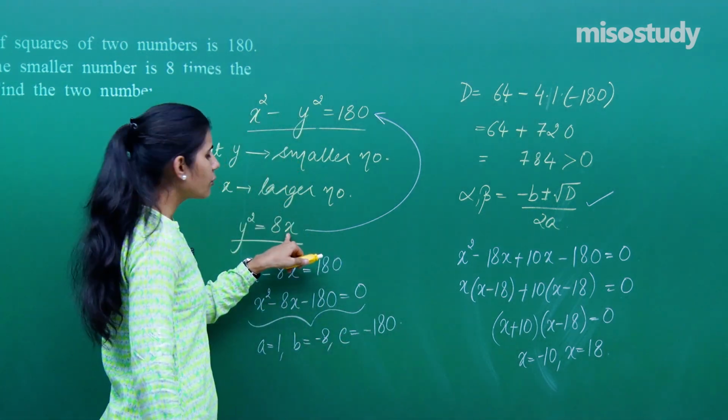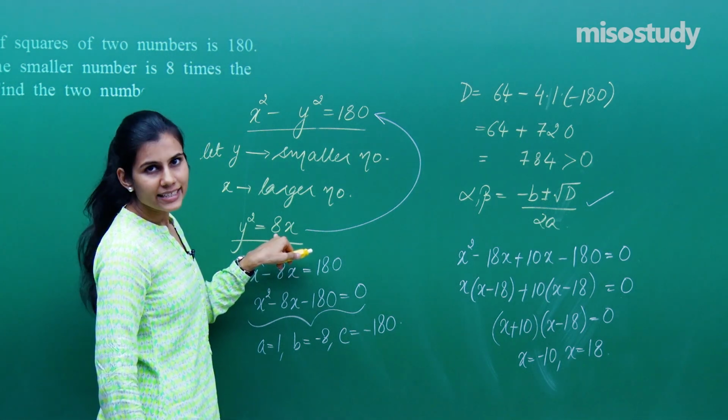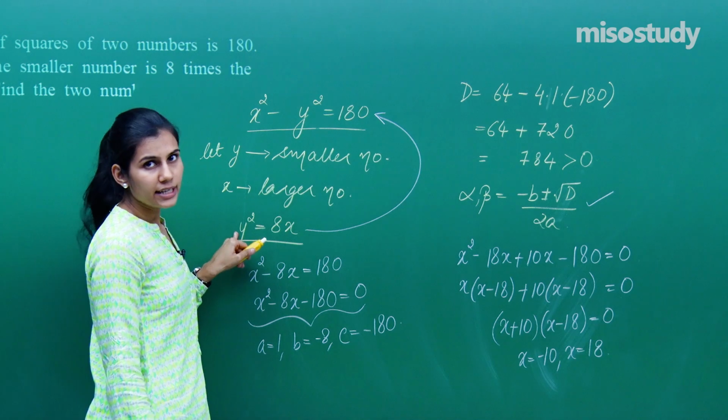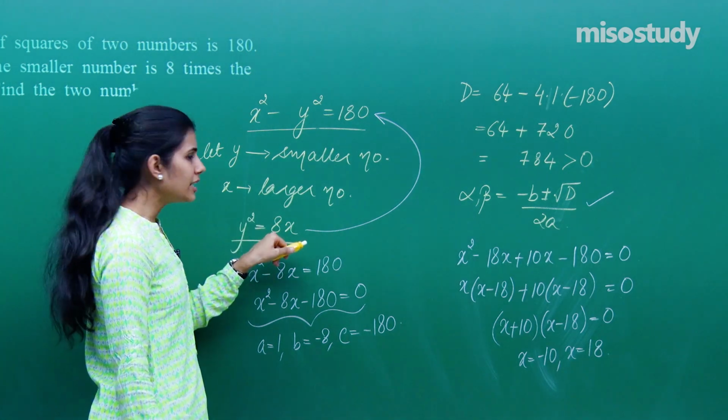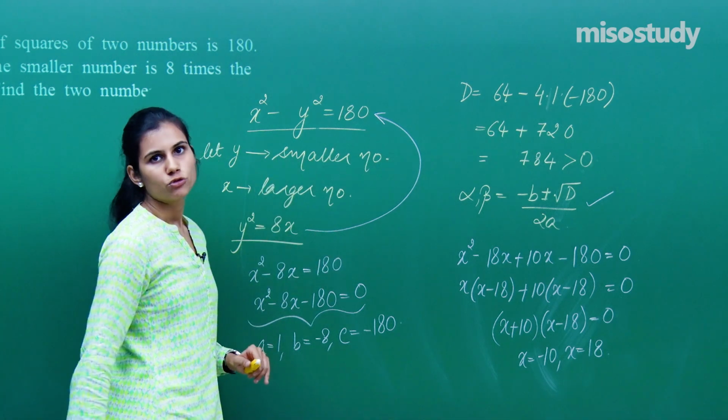If you take x equals minus 10, y square will come out to be 8 into minus 10, which is minus 80, which is negative. Y is definitely a real number. Square of any real number can never be negative. Therefore, x is not allowed to be negative.